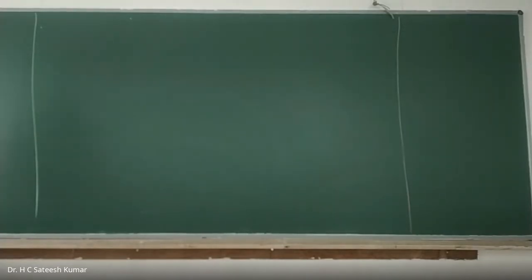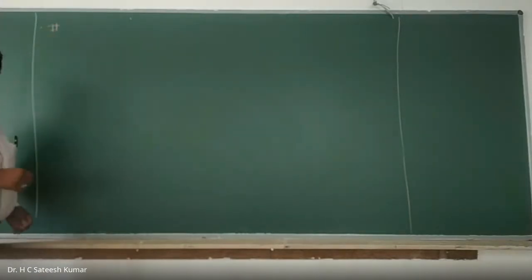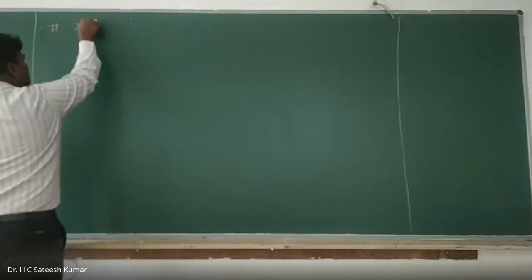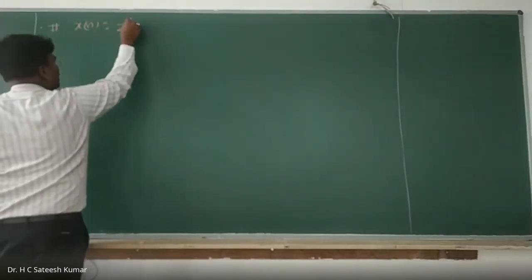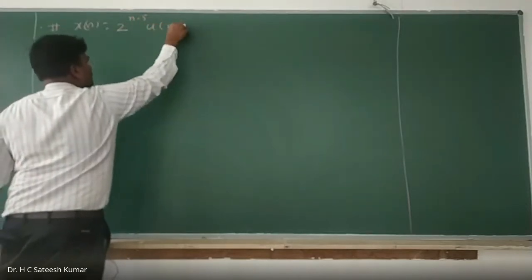Okay, right. So now let us go for the time shift property. Based on the time shift property, how to solve the problem. Okay, the problem is like this. Find the Z transformation of x of n is equal to 2 to the power of n minus 5 into u of n minus 5.